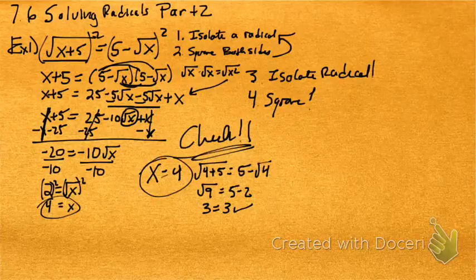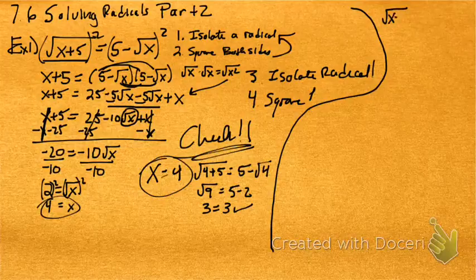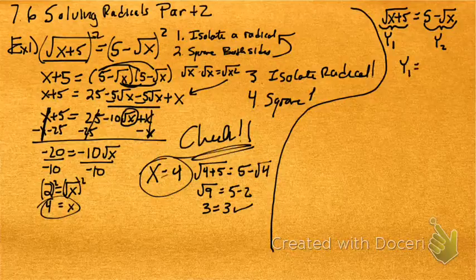What we're going to talk about right now is another way of solving the same problem, but let's use our graphing calculator. When you use your graphing calculator to solve this, we're going to start off with the same problem, square root of x plus 5 equal to 5 minus the square root of x. The whole idea here is we're going to let one side of the equation be our y1 and the other side of the equation be y2. And what we're going to try to do in our calculator is figure out when y1 equals y2.